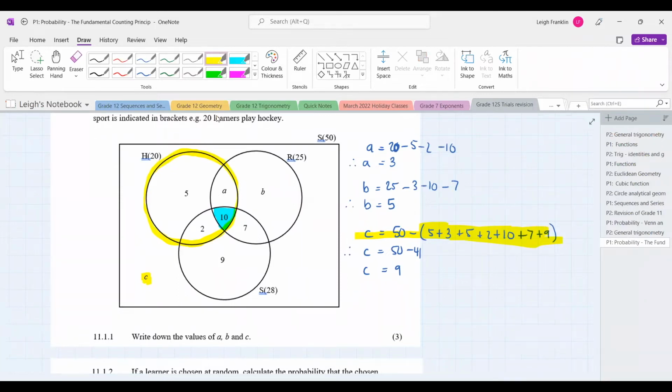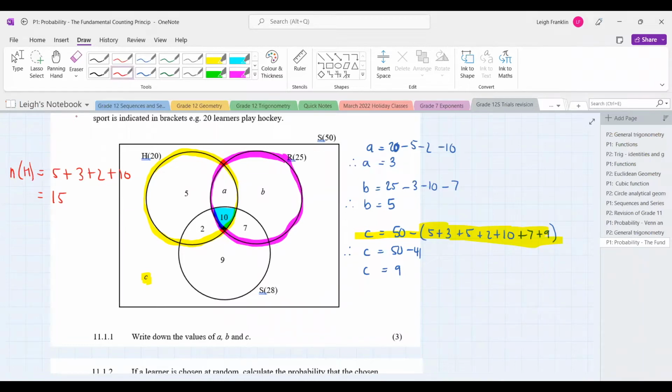But there are people that play hockey that play the other two sports as well. All right, so if I say how many people are there that play rugby, then I'm talking about everybody that is inside this circle over here. So the number of people that play hockey is going to be 5 plus 3 plus 2 plus 10, because that's everything that's inside the yellow circle. Does that make sense to everybody? So there would be 15 people that play hockey.